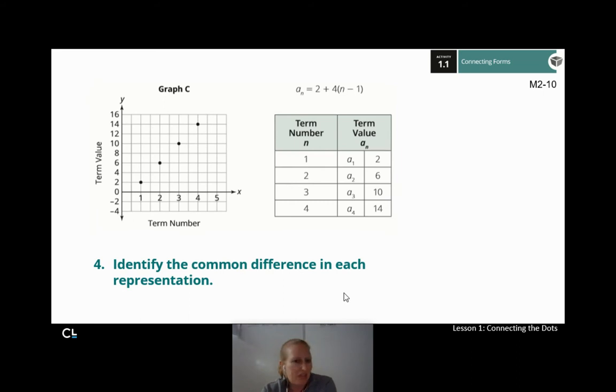Can you identify the common difference in each of these? Go ahead and hit pause to write out the common difference and then hit play when you're ready to check your work.